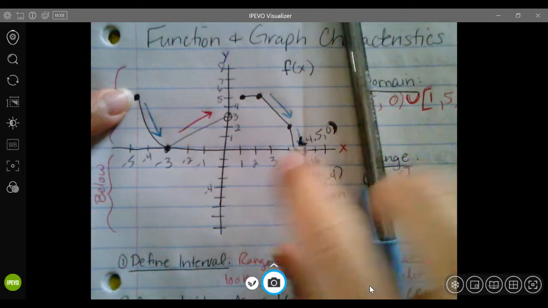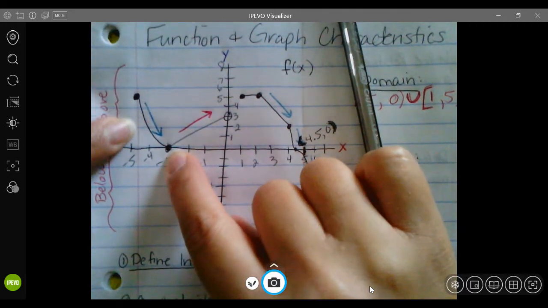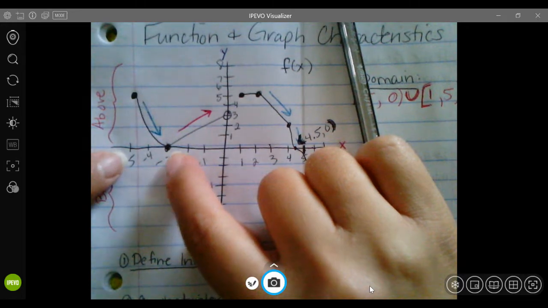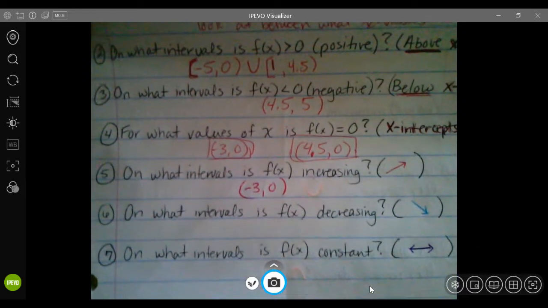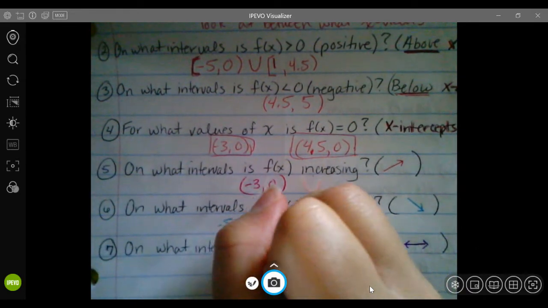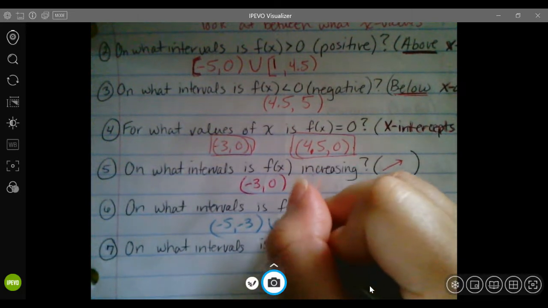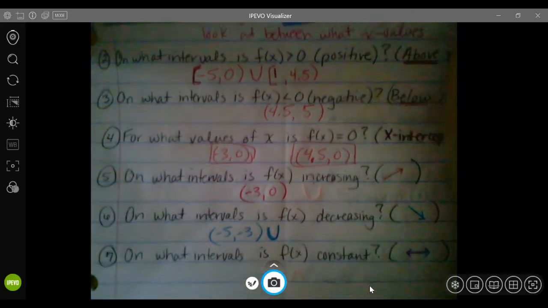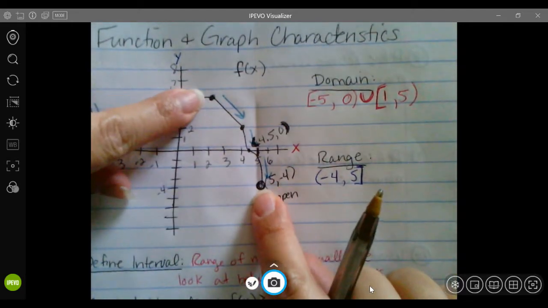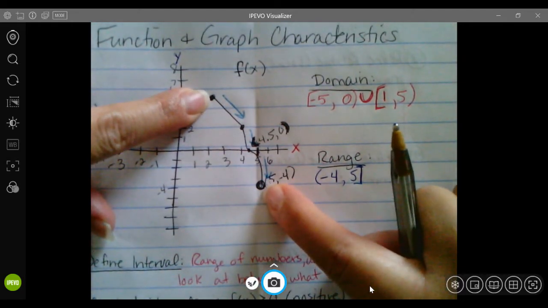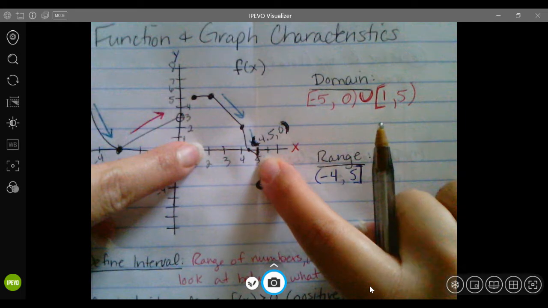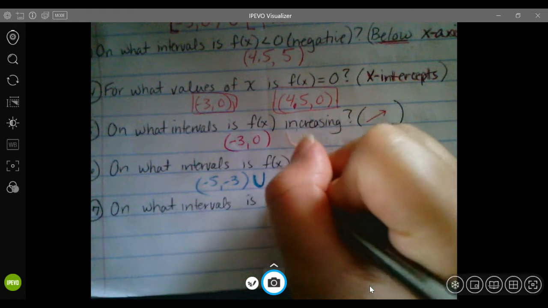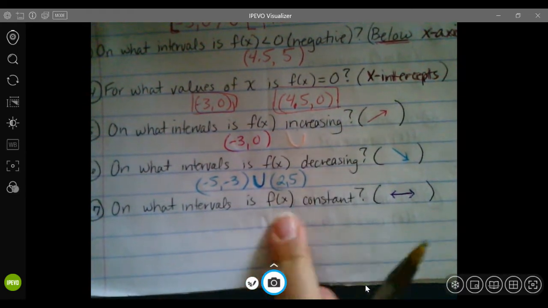So let's look at this one first. This would be these 2 points, which are these 2 x's. So between -5 and -3. So let's write that down on number 6. (-5, -3). And I'm going to go ahead and put a union because there are probably 2 pieces. Here's the other piece right here. So we do the same thing. We look at the x's, and it looks like it's 2 and 3. So between 2 and 5. Between 2 and 5, the graph is also decreasing. So (2, 5). And that's it.